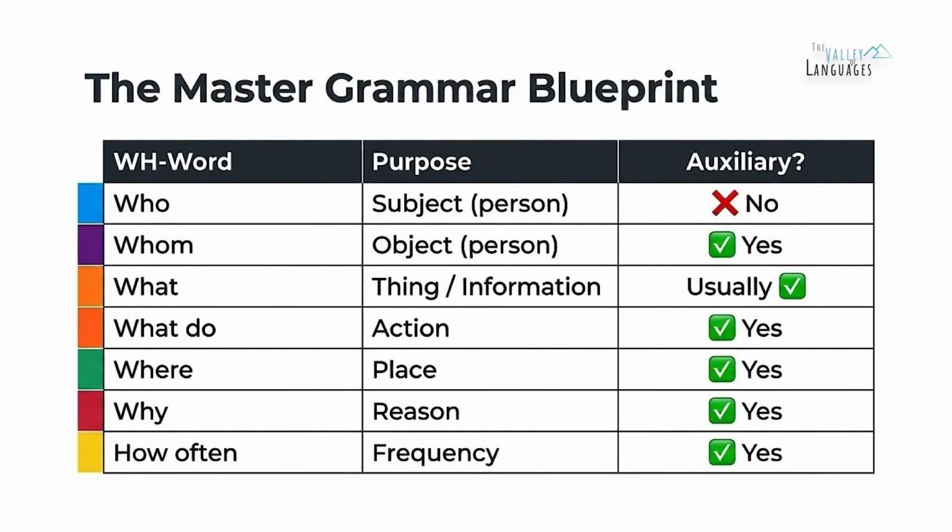So, we have completely unpacked Sarah's story, and check this out. It all builds into one unified, beautiful system. This is the Master Grammar Blueprint. What's the biggest takeaway here? It's that almost every single WH word literally demands that you snap in the do or does building block. Whom, what, where, why, how often, they all absolutely need the auxiliary. The only true rebel in this entire system is who when it's asking about the subject. That's the one exception.